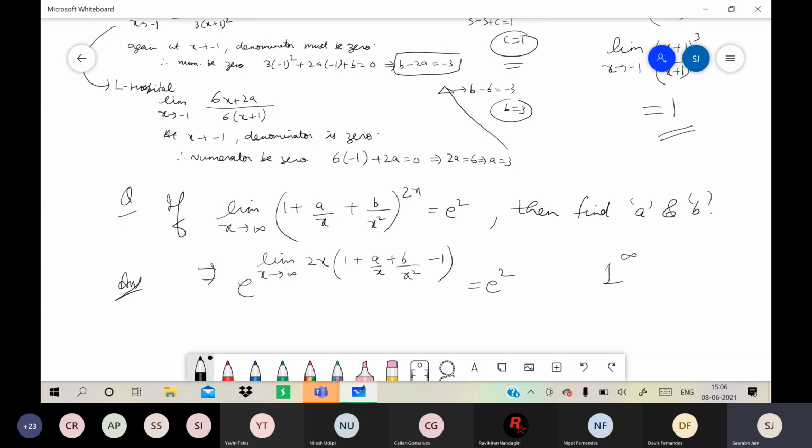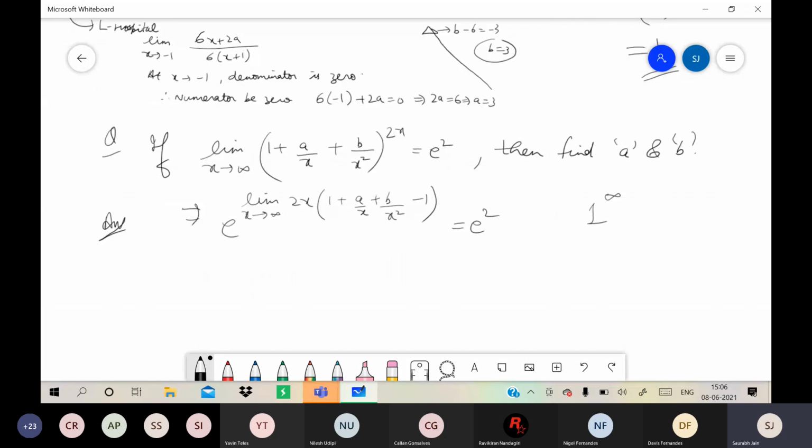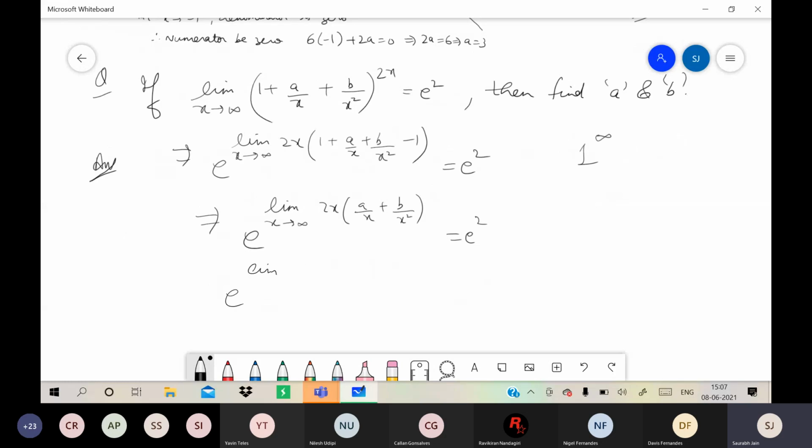And the answer is already given. Because what is the heading? Finding unknowns when the limit is given. So here they have actually given the value of limit also, that is e square. Now 1 and minus 1 will get cancelled and it will be this. In the next step, you multiply this 2x with both the terms. So this is how much? 2a plus 2b by x. And this is e square.